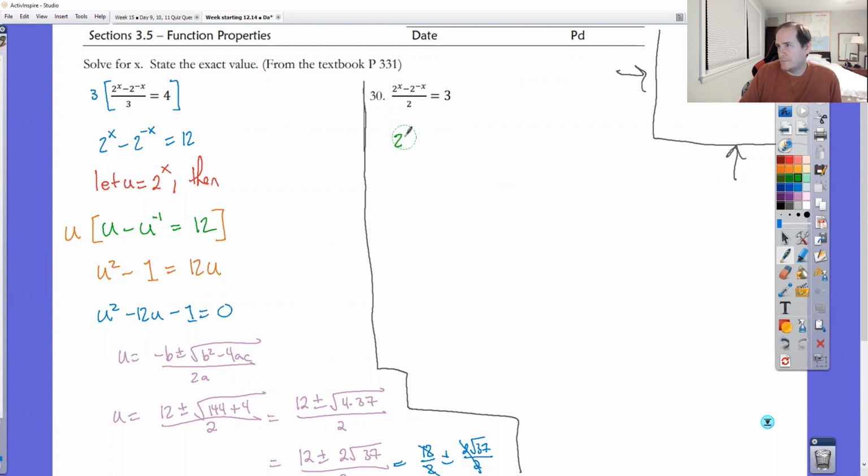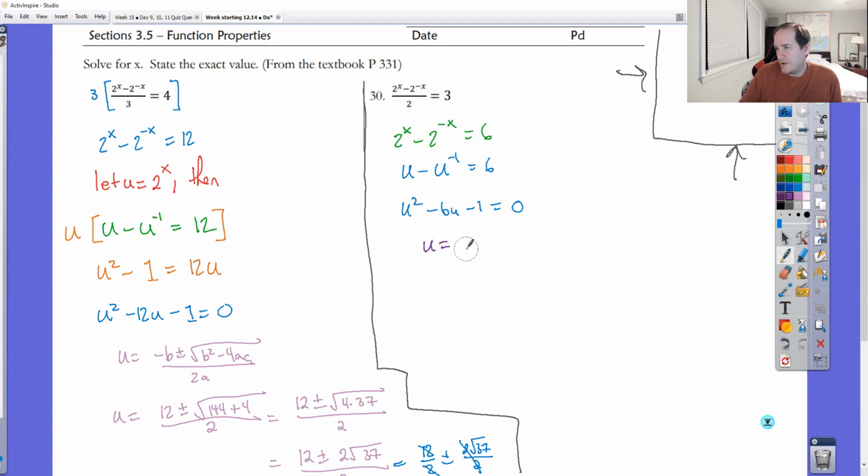Multiply by 2. It equals 6. This question is so close to exactly the same as this one that I should really be able to just burn through it. We're obviously going to do a u substitution and get u minus u to the negative 1 equals 6. We'll multiply through by u to get a u squared. This will be 6u. Subtract it. This guy's going to go to 1 equals 0. Again, you're just looking at a quadratic, so solve it.